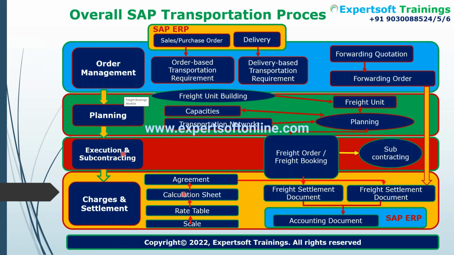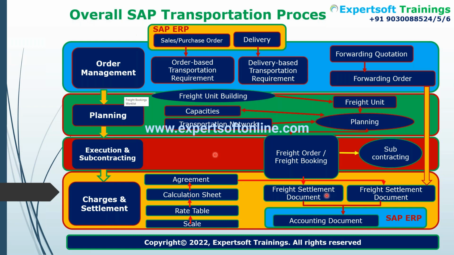In order to settle this information, we will create a settlement document, which is a predecessor document before you run your mirror document. Only with this freight settlement document can you run your mirror document. The freight settlement document would create a service entry sheet and a service PO, which would be the successor documents of your freight settlement document.